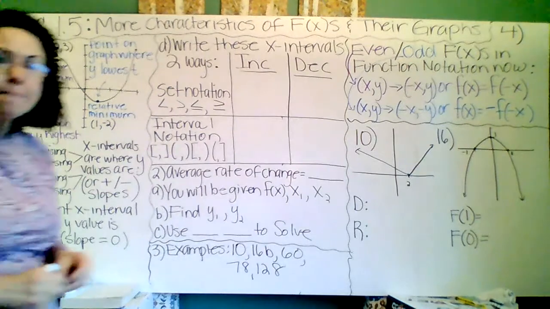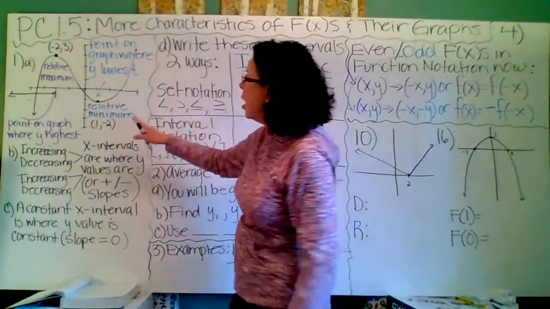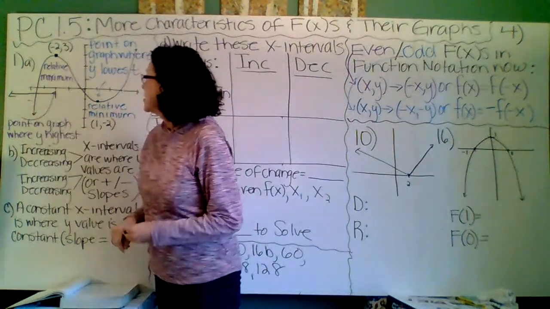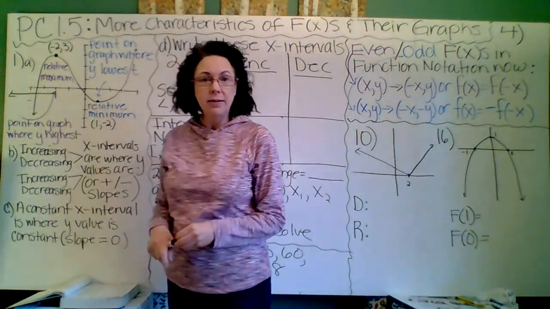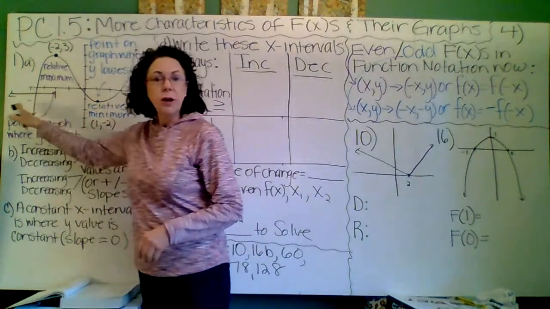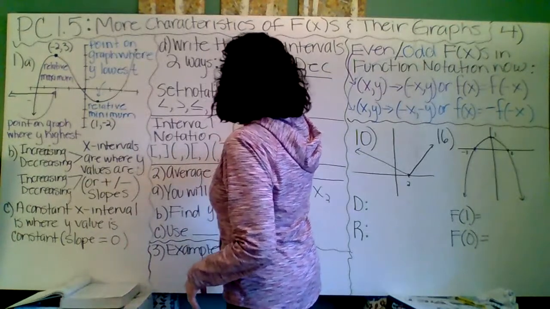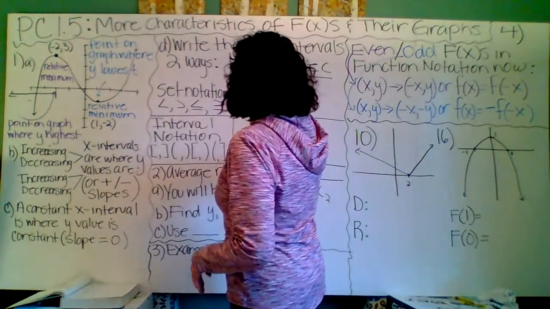How do I write that? Well, that would be using inequality symbols. These are all the x's that are less than -2, right? Is that a good description of these x's? These are all the x's less than -2.